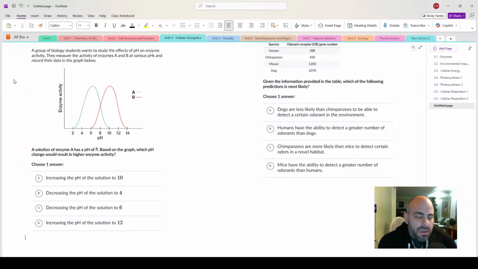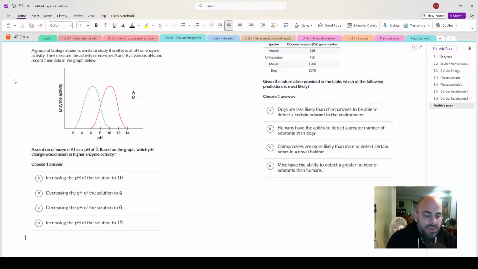Okay. I'm seeing that it confused me reading that the solution has a pH of 8 and then I see the 6. So what we're seeing here is that the highest activity for A is 6 and the highest for B is 10. Those are the optimal pHs. The solution needs to be decreased to 6 in order to have the higher enzyme activity.